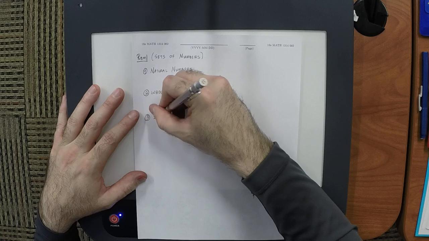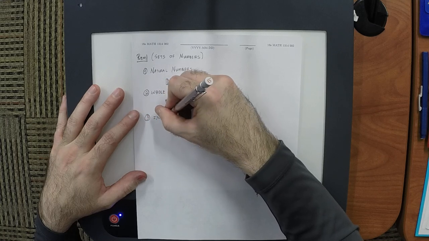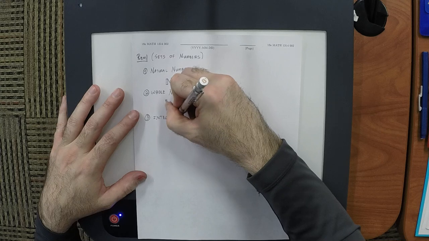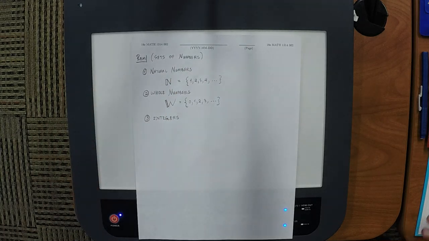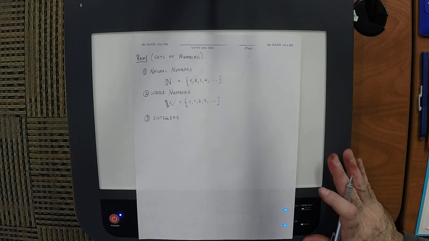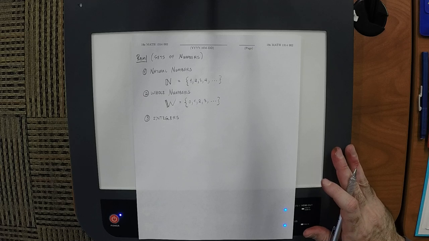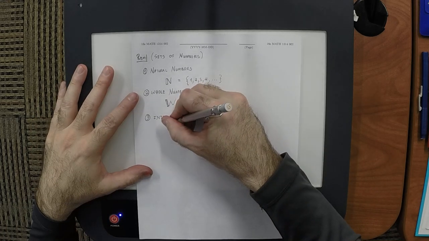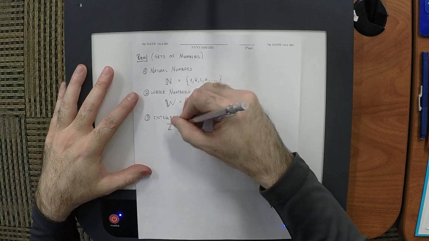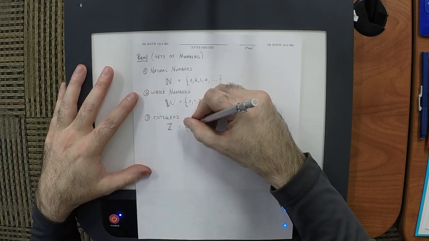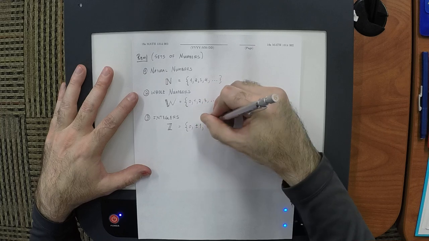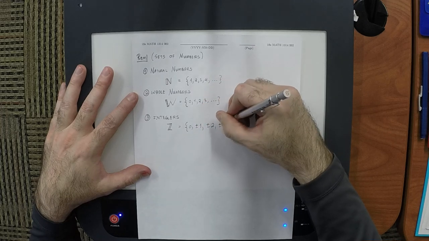These are called the integers. If natural numbers are denoted with N, and the set of whole numbers is denoted with W, then what are the integers going to be denoted as? You would think I, but it's not. It's a Z. Obviously, right? So that's 0, plus or minus 1, plus or minus 2, plus or minus 3, etc.